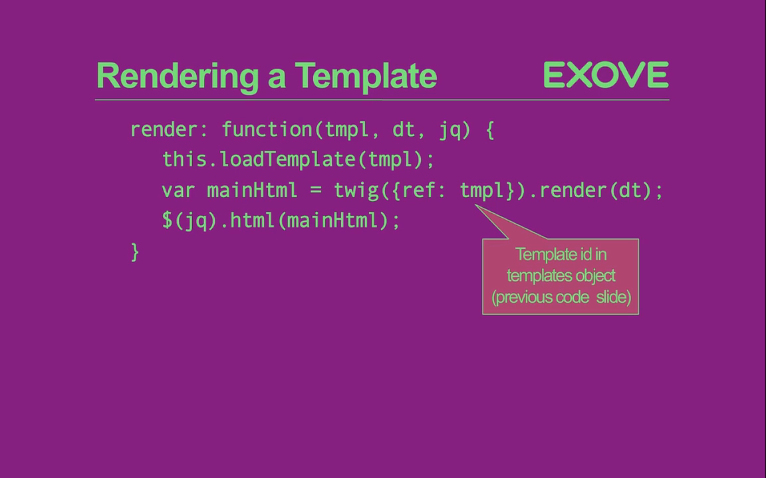And then we get the HTML by calling Twig again with the reference of the template. This returns a compiled JavaScript object that Twig has created from the template, which has a render method that takes in the data and renders that data based on the instructions of the template. So I already got compiled code here, and then I just insert that to the insert point. That's basically it in a nutshell.